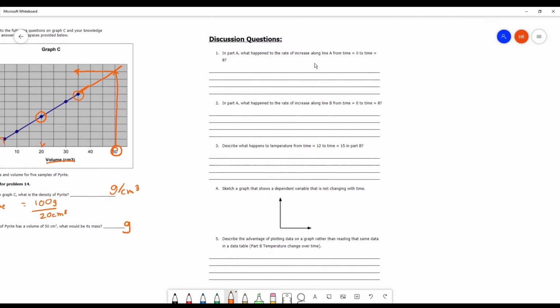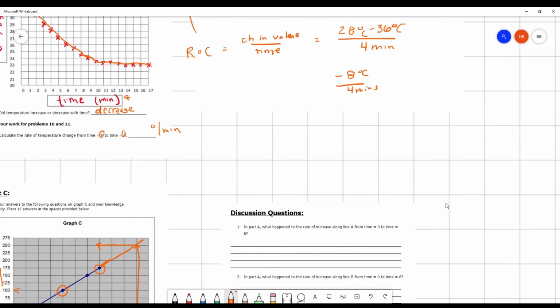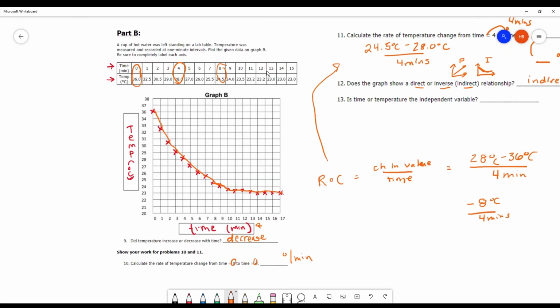So for A, the rate of increase is the same the whole time, but for B, it's not. Make sure you explain to me how it's not. Did it get bigger or smaller? For temperature and time in part B, what happens from 12 to 15 minutes? Well, from 12 to 15 minutes, is the temperature changing or is it staying the same right here?